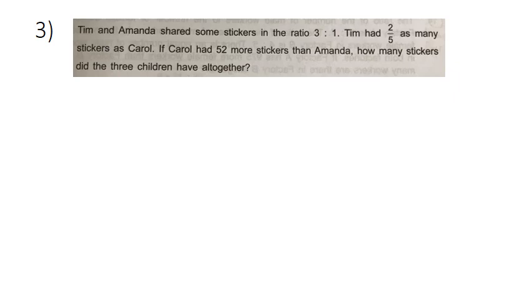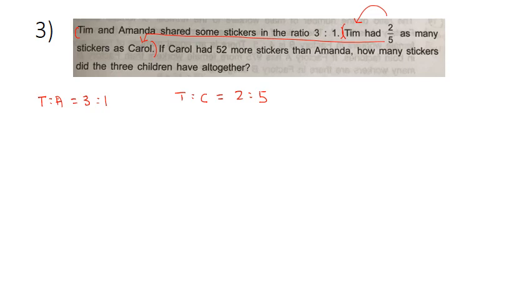Question 3 says, Tim and Amanda shared some stickers in the ratio 3 to 1. Tim had 2/5 as many stickers as Carol. If Carol had 52 more stickers than Amanda, how many stickers did the 3 of the children have altogether? So, based on the first sentence, Tim to Amanda is 3 to 1. Between Tim and Carol, in the second sentence, we know that Tim has got 2 units and Carol would have 5 units. So Tim to Carol is 2 to 5.